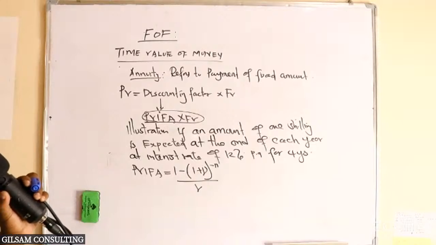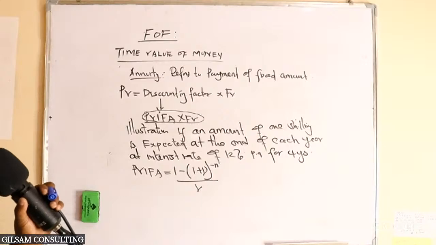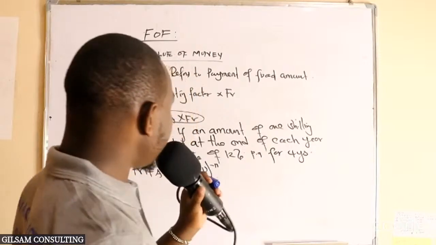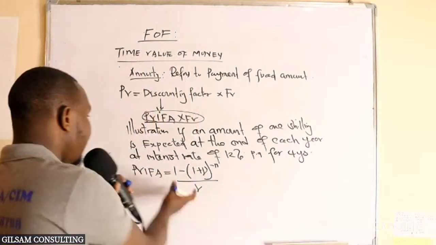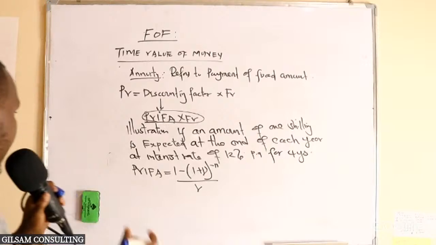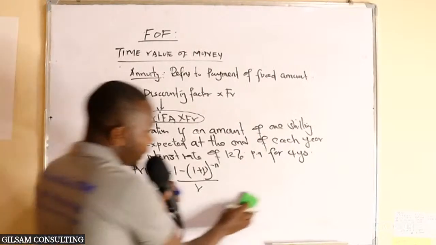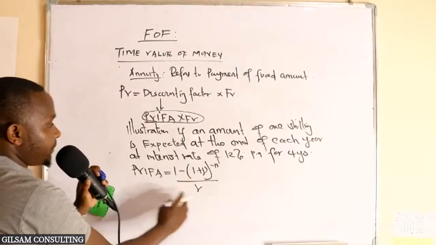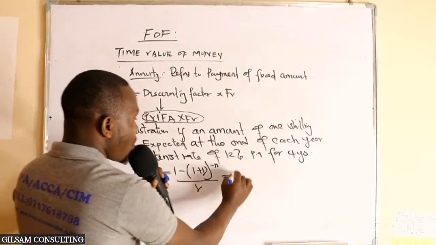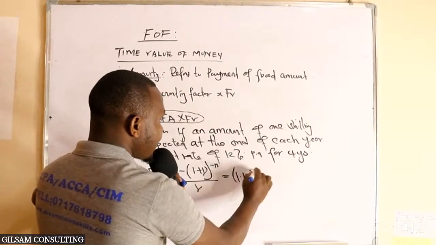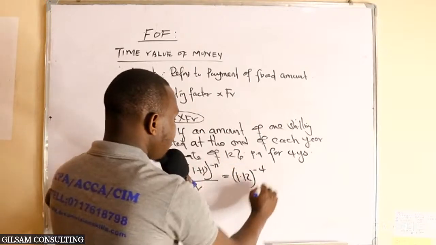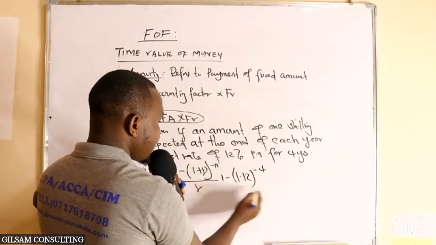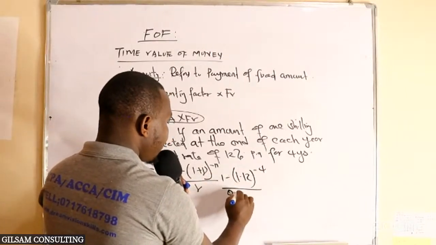As per our question, you can do it the long way, but I don't want to introduce the long way method. In the exam, you can use the formula because we are fighting for time. So there's no way we can do the long method. Let's have the PVIFA, which is 1.12 raised to negative 4. Whatever you're getting here, say 1 minus the answer, we divide by 0.12.